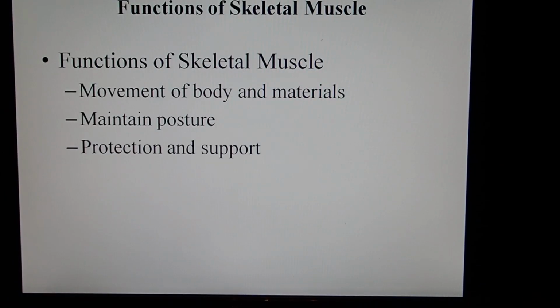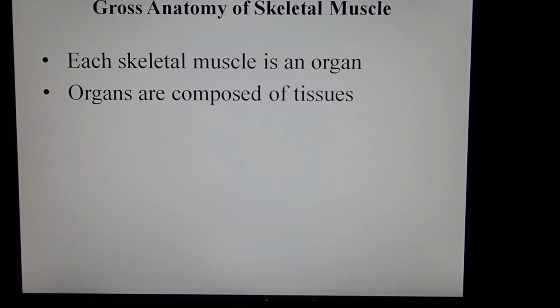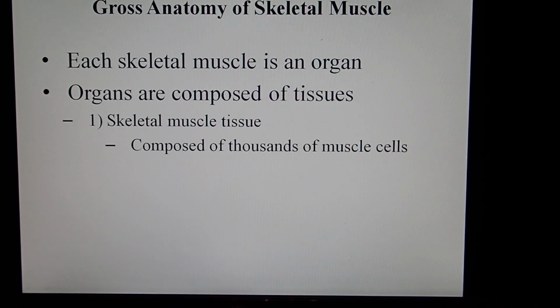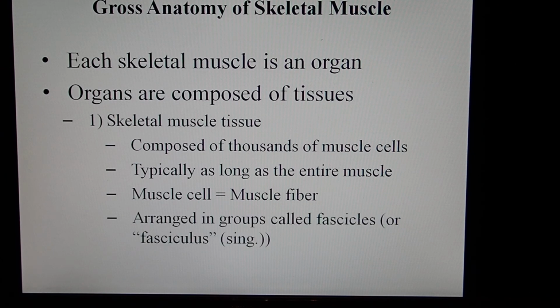So we very quickly went through all the different functions of skeletal muscles and what they did for the body. We talked about each skeletal muscle being an organ, and that organs, of course, are made of tissues. So we went through all of the different types of tissues. Of course, the skeletal muscle tissues, which would be composed of muscle cells and muscle fibers, which are the same thing. And they're being arranged in little groups called fascicles, and each fascicle would contain somewhere around 15 to 20 or 25 muscle cells bundled up together into one fasciculus.